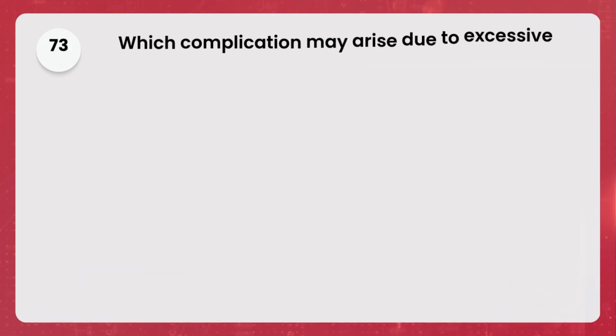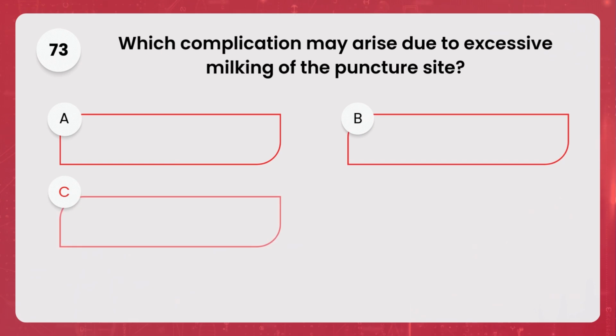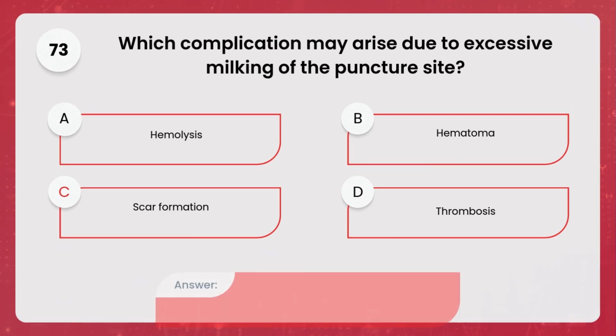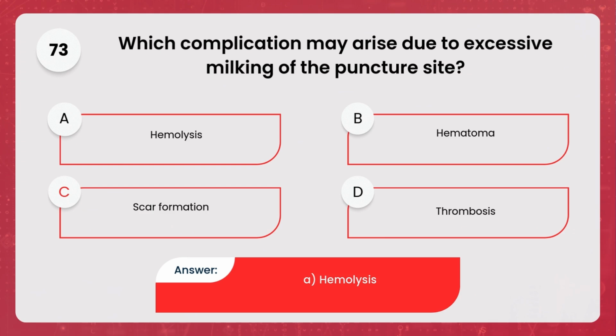Number 73. Which complication may arise due to excessive milking of the puncture site? A. Hemolysis, B. Hematoma, C. Scar formation, or D. Thrombosis? The answer is A. Hemolysis.